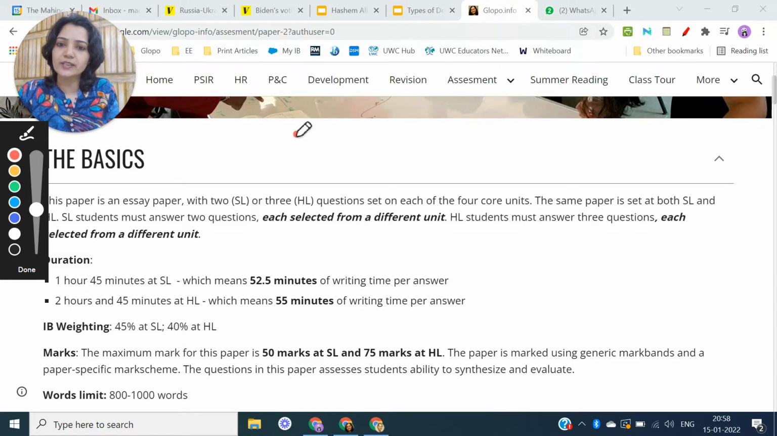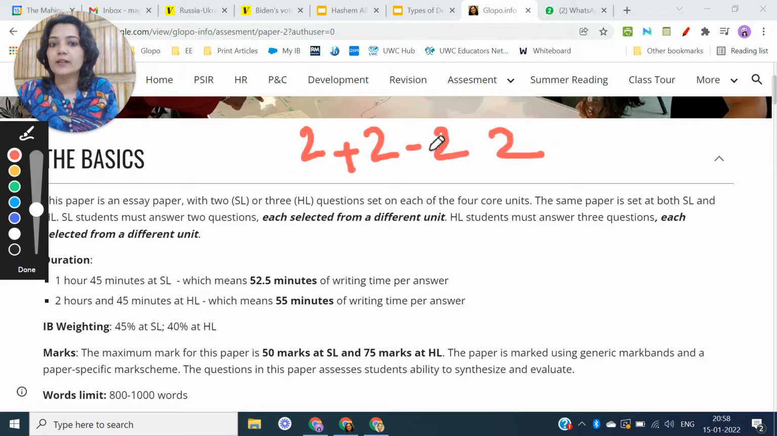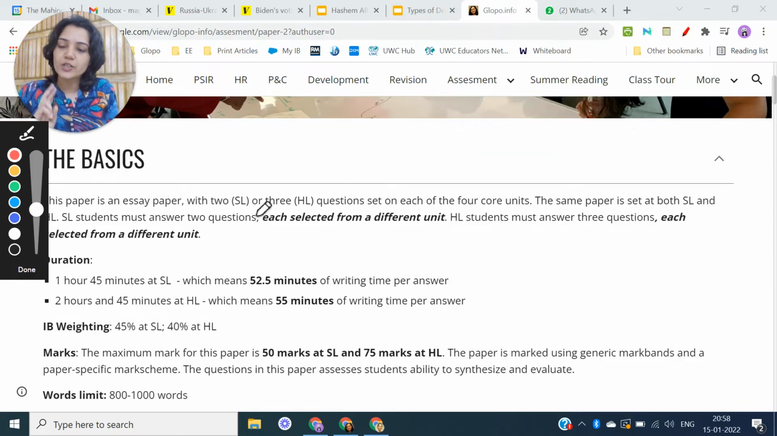How many units are there? Total 4 units are there, right? So that means 1 unit will have 2 questions. So that means now we add everything here, which makes a total of 8 questions. So 2 questions from each unit. So far so clear? 2 questions from each unit. In total you will have 8 questions.